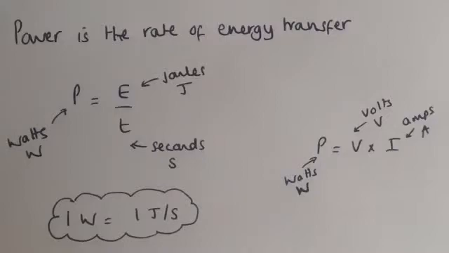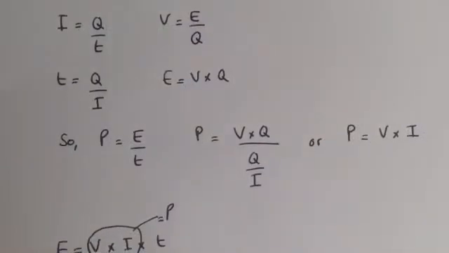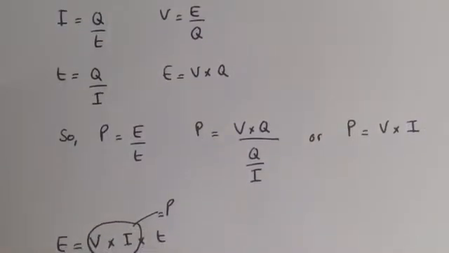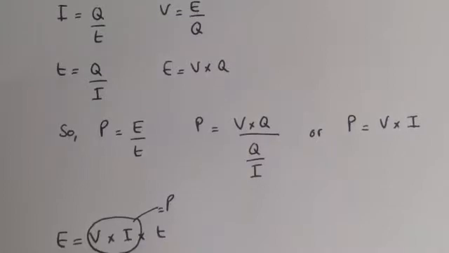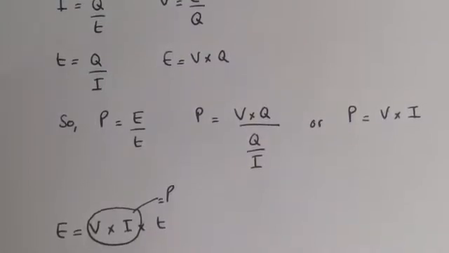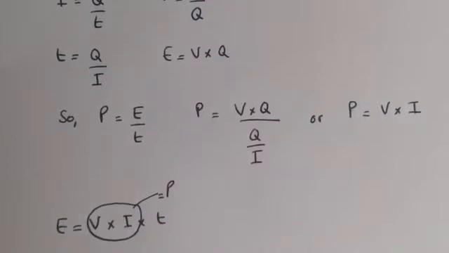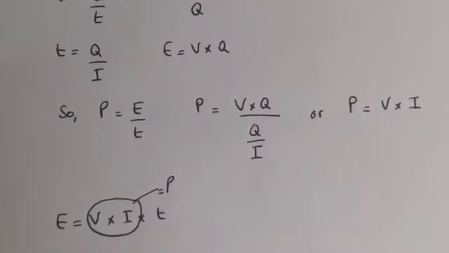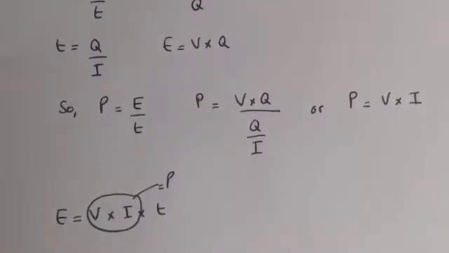But that's not the only equation you've ever seen for electrical power. There's also power is equal to current times voltage. Let's see how they link. Current is charge divided by time. Voltage is energy divided by charge. So if we rearrange these equations, time is charge divided by current, and energy is voltage times charge.